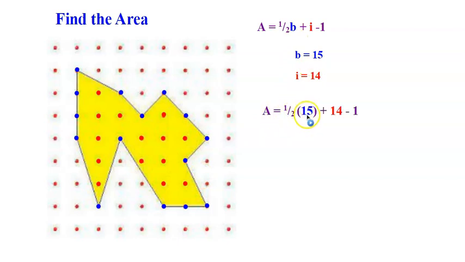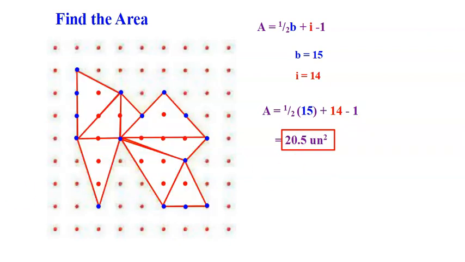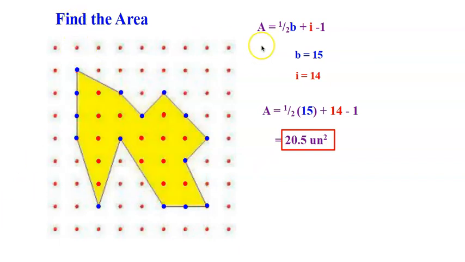So we have 1/2 of 15 plus 14 minus 1. Well, half of 15 is 7.5. 7.5 plus 14 would be 21.5. Minus 1 would be 20.5 units squared. That is so much easier than finding all of those triangles, isn't it? All right. So Pick's formula is really cool for finding area on a grid.